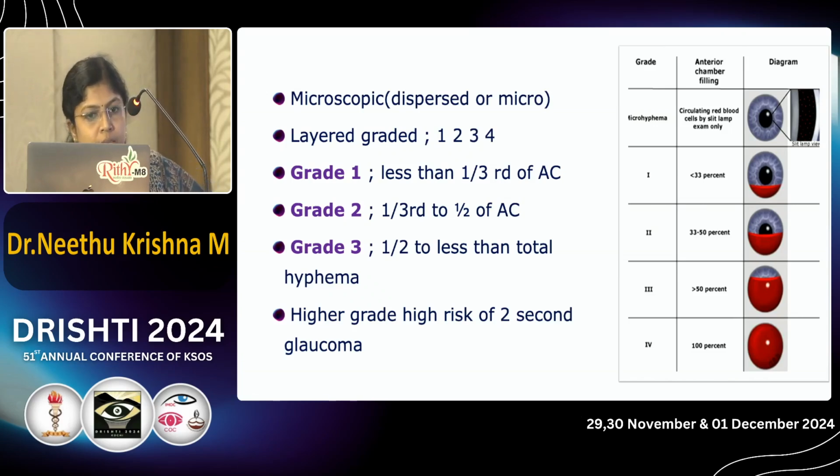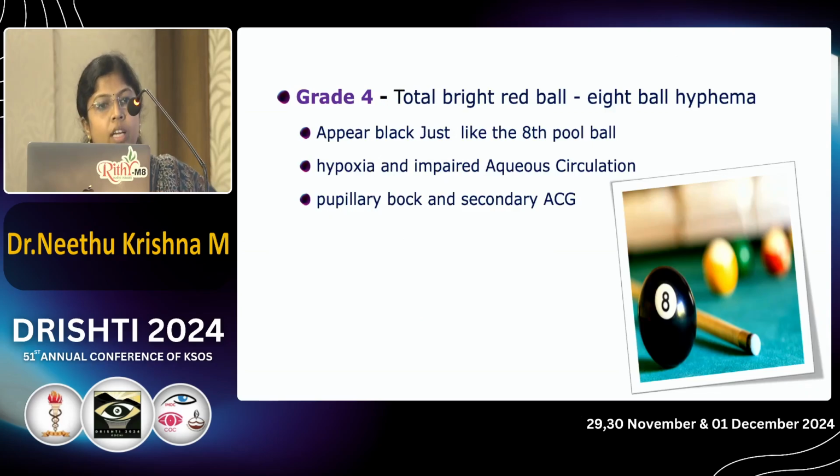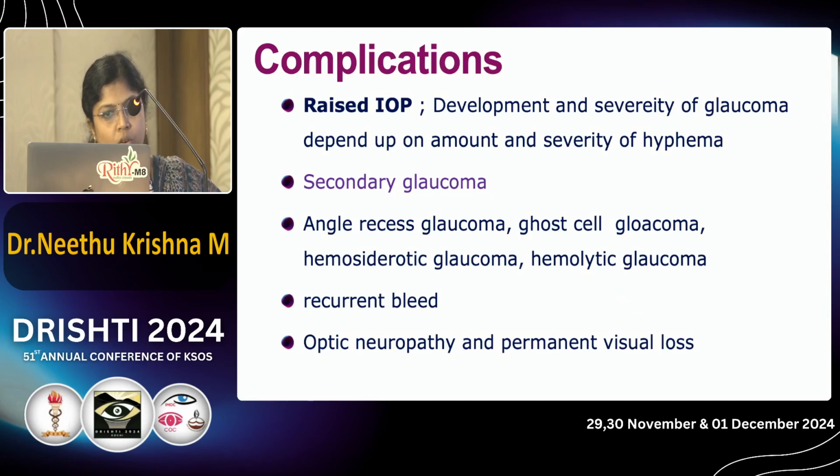In case of grade 4, there is total hyphema. It is also known as 8-ball hyphema because it has a black or dull red appearance, like an 8-pool ball. It occurs due to hypoxia and impaired aqueous circulation. The most common complications related to grade 4 are pupillary block and secondary angle closure glaucoma.